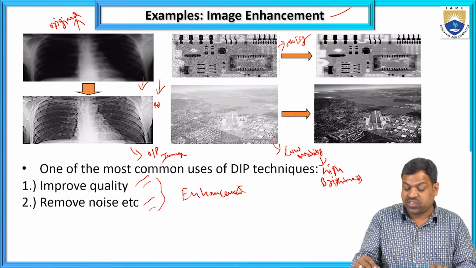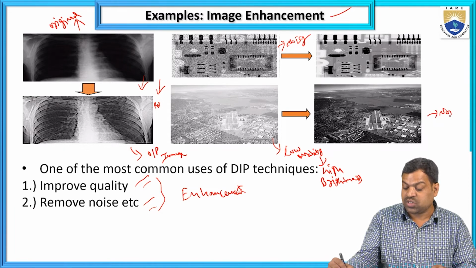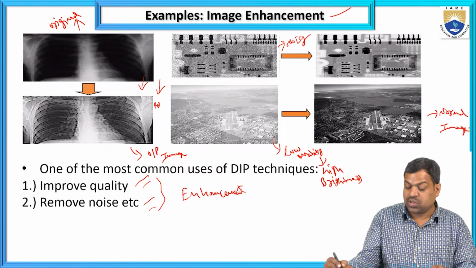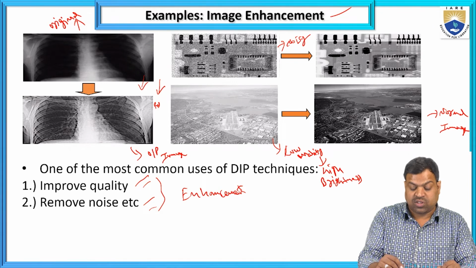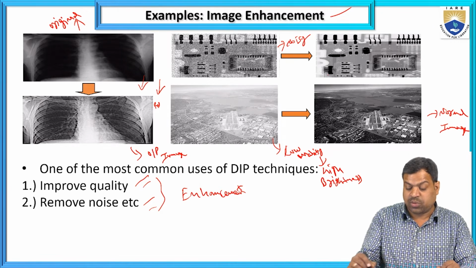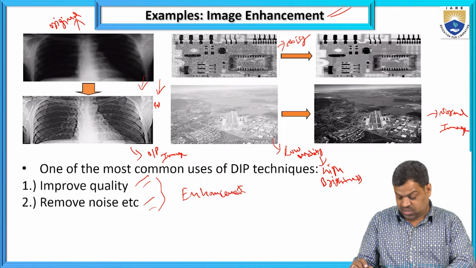Here high brightness is there, so the whitish is very high. So it is converted to the normal image. I am converting the original image to the normal image. How? We are improving the quality and removing the noise. So this process is called image enhancement.